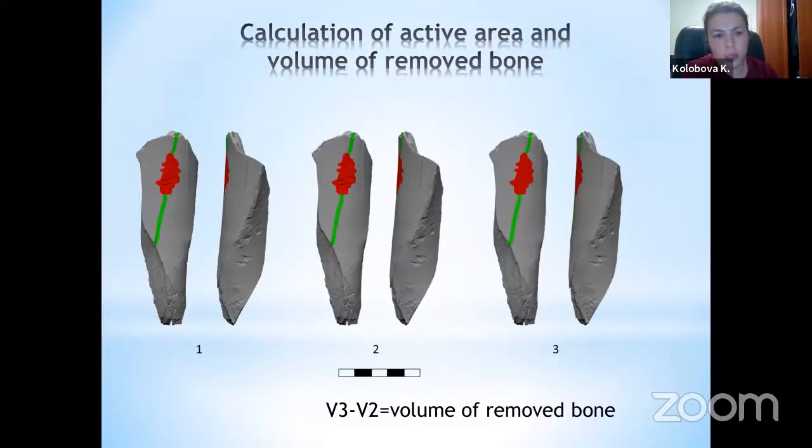After that, we performed quite simple calculations. First of all, we calculated the area of the active area. After that, we filled the active area to recognize the initial volume of the blank of the bone retoucher. The difference between the volume of the blank with filled active area and the retoucher with not filled active area will be the volume of the bone removed during the retouching. So we used only two parameters, trying to recognize the difference of the way of gripping the retoucher.